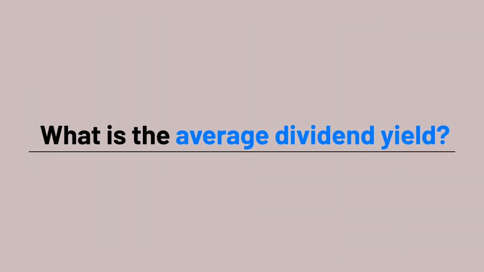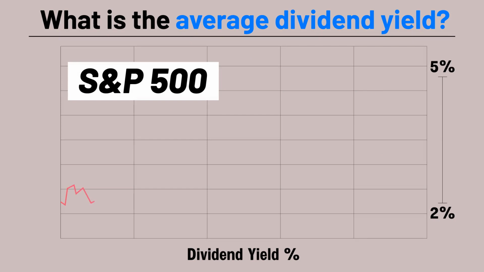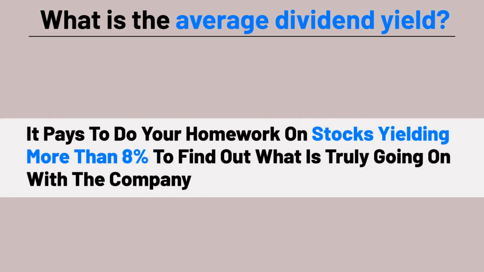What is the average dividend yield? The average dividend yield on S&P 500 index companies that pay a dividend historically fluctuates somewhere between 2 and 5%, depending on market conditions. In general, it pays to do your homework on stocks yielding more than 8% to find out what is truly going on with the company.